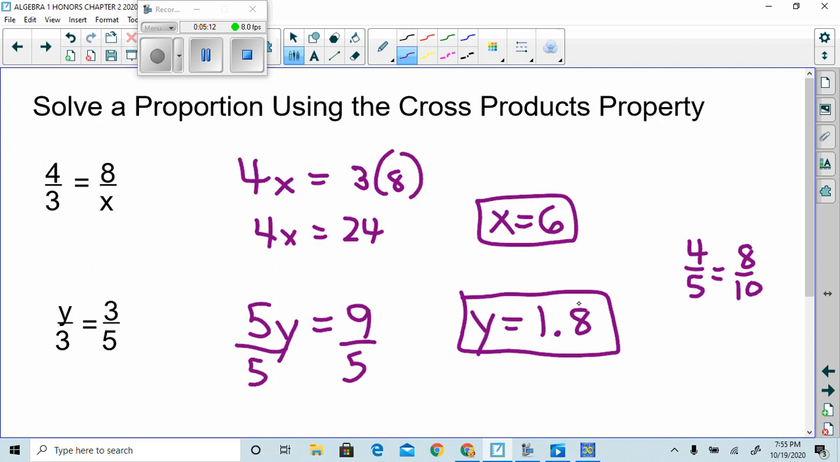And there you have our two methods. You'll be asked to solve some using both methods in your assignment tonight.